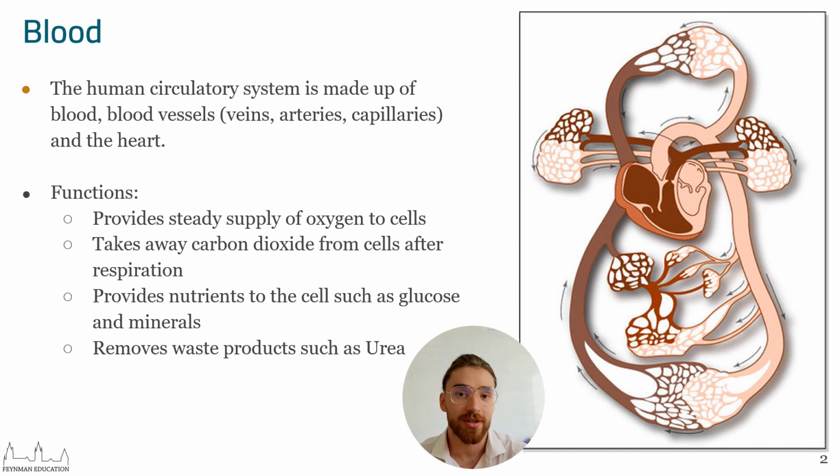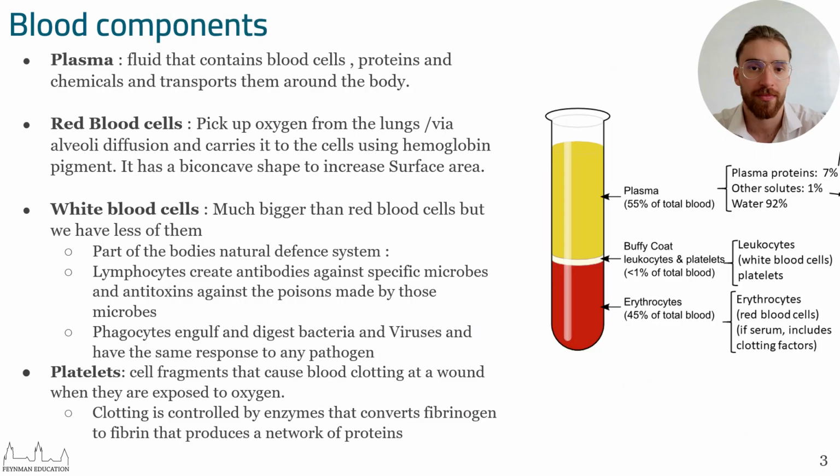The human circulatory system is made up of the liquid blood component, blood vessels which are carriers of this liquid blood, as well as the heart to give motion to this liquid blood. The functions include providing oxygen for cells, and a steady amount of oxygen at that, as well as taking away carbon dioxide that they would have made during cellular respiration, providing them with nutrients and minerals that the cell may need to function, as well as removing any waste such as urea from these cells.